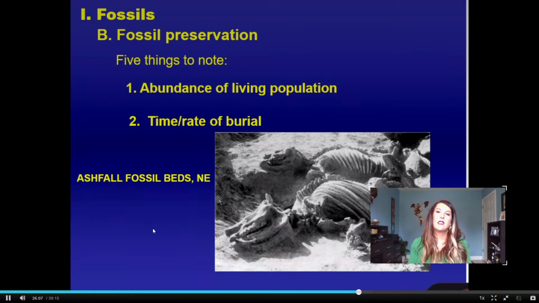So you find several different types of rhinos, and you find small rabbit type creatures. And there were very short horses called Eohippus horses that were buried within the Ashfall Fossil Beds. So again, the time and rate of burial was very quick, and so the fossil preservation is fantastic.